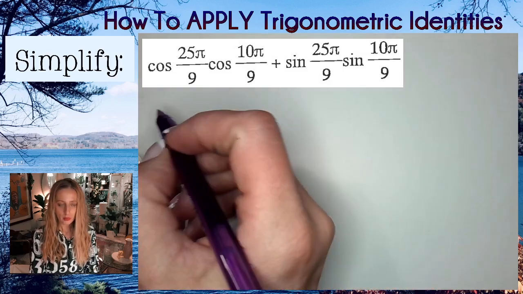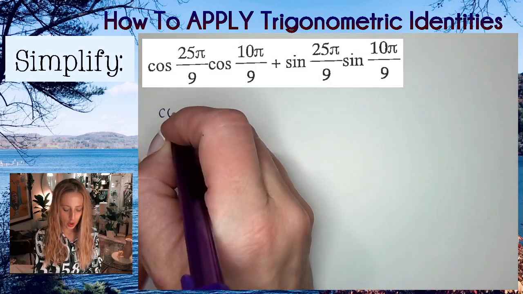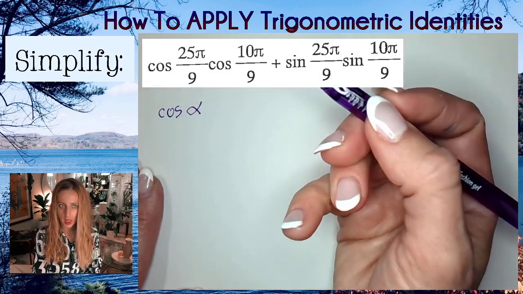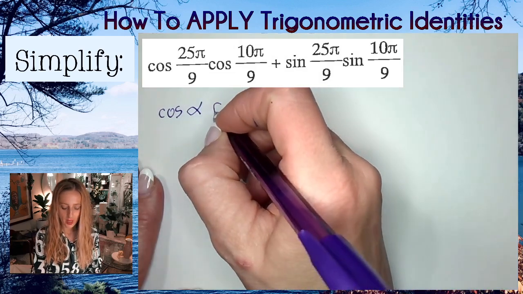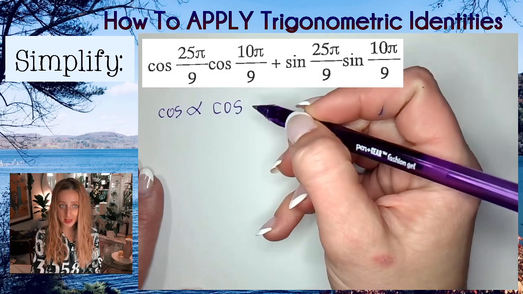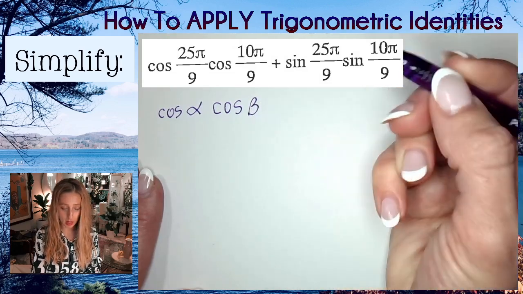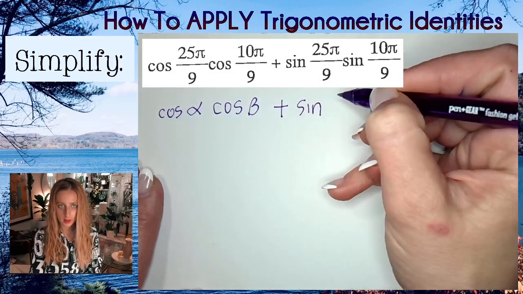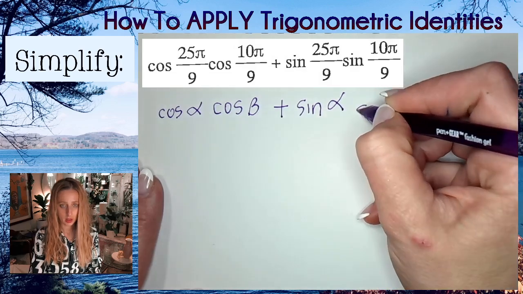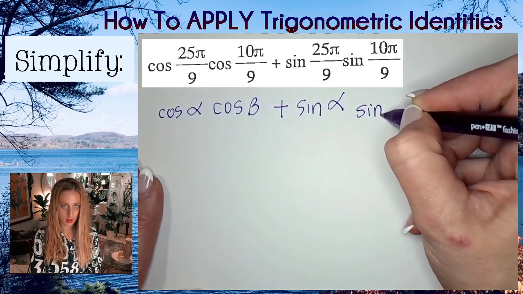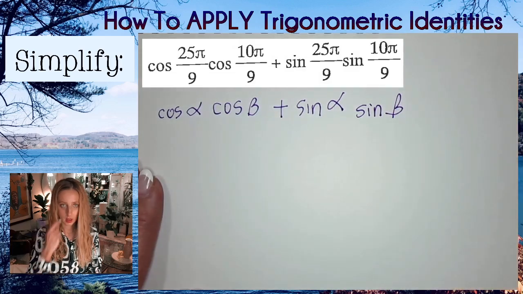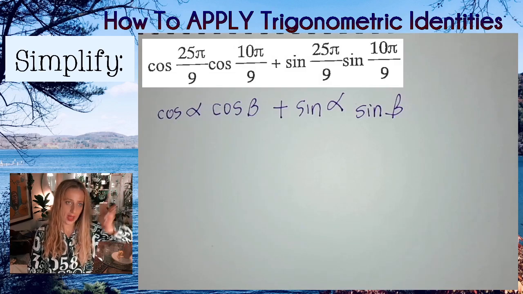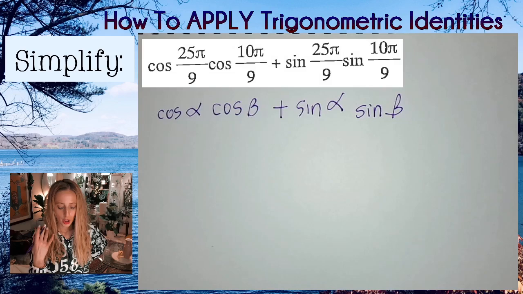Anyhow, let's analyze the structure. So we have cosine of an angle. Let's call it alpha, looks like a little fish. I have cosine of another angle. It's not the same angle, so let's name it beta. Plus sine of that first angle, alpha, sine of beta. So if you look at that, which identity is that?